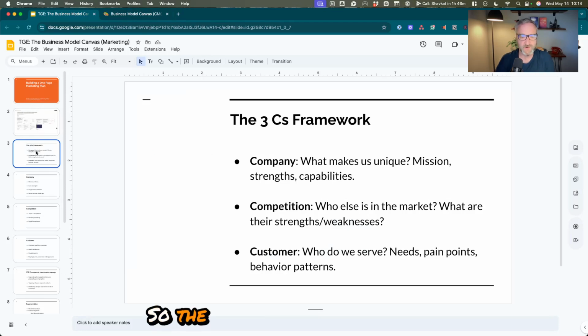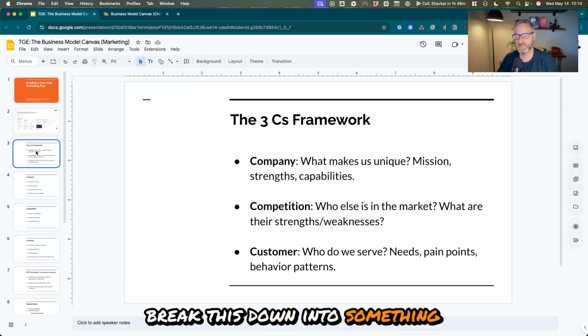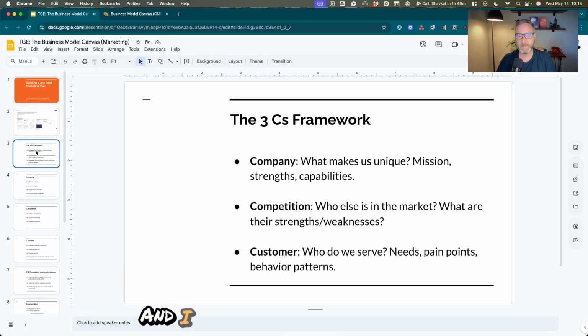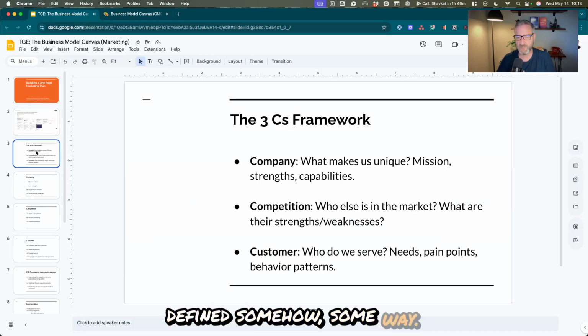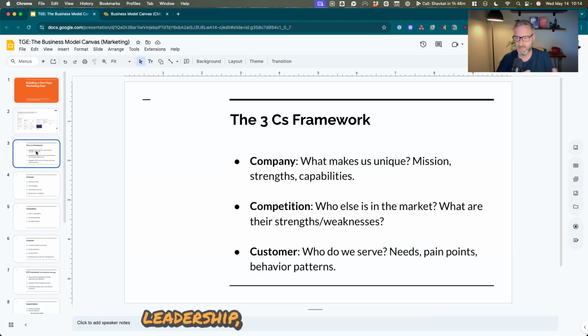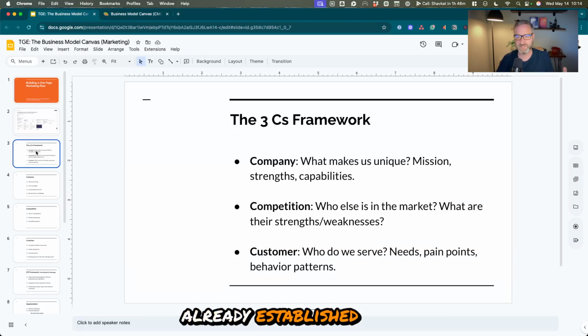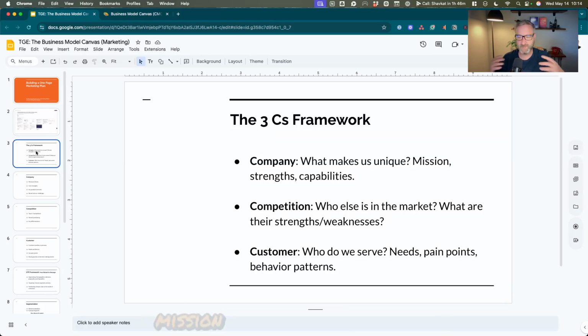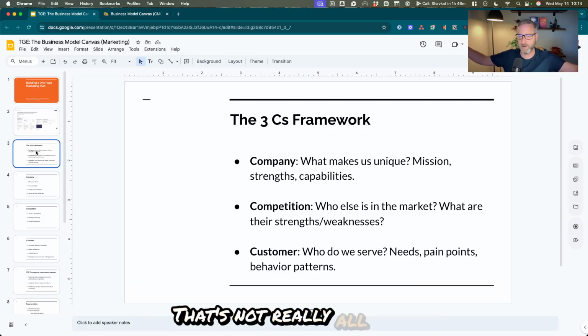Okay, so the 3C framework. I like to break this down into something that's very simple to understand. And I mentioned this before, as a company, our first step is: what is our mission and our vision? The chances are this is already defined somehow, some way. Typically the founder or the leadership team has already established this, okay? Now, a lot of us will think of a mission statement as up on the wall, and that's helpful, but that's not really what we're talking about. That's not really all that actionable.